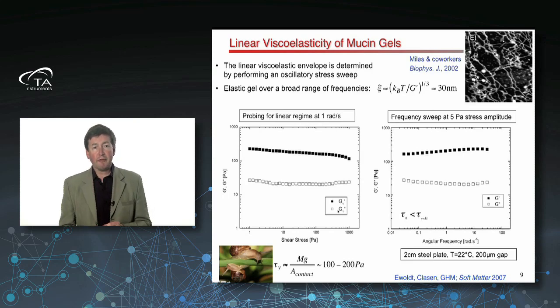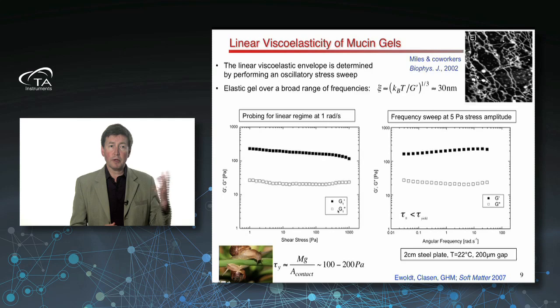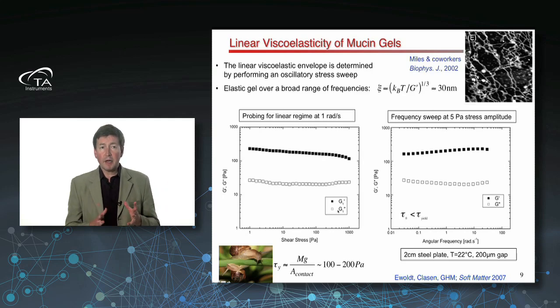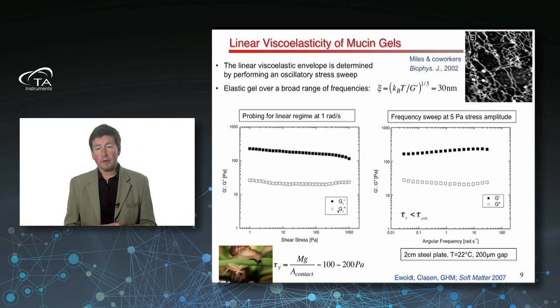And I've shown you here an AFM image that was taken by some people in Bristol, UK, that shows that it's a very weakly connected gel, weakly entangled. If you work out the entanglement length, what I'll call Xi here, it comes out to be about 30 nanometers. And so you've really got this gel that's got polymer chains held together with a bunch of water.